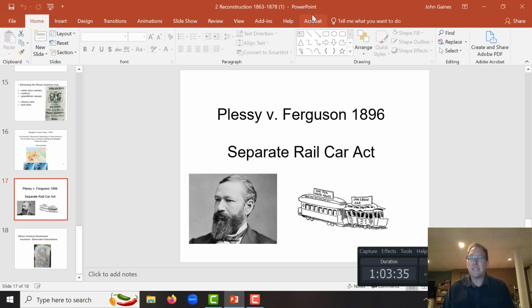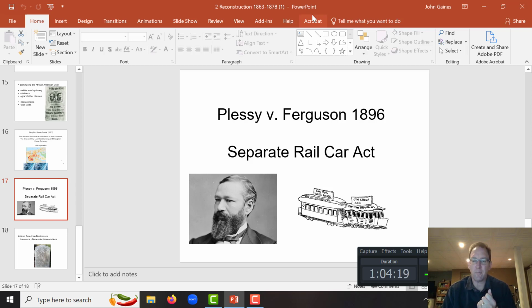Plessy is arrested for violating the Separate Car Act. This will get up to the United States Supreme Court, and Plessy will argue that the law is unconstitutional because of the 14th Amendment. It violates the equal protection clause, because the Separate Car Act mandates treating somebody differently because of race, and that's it, right? And the 14th Amendment says basically you shouldn't be able to do that. And so this makes its way all the way to the United States Supreme Court.